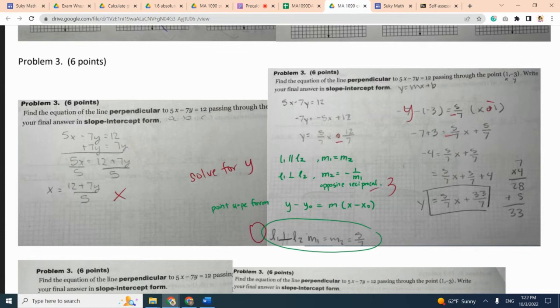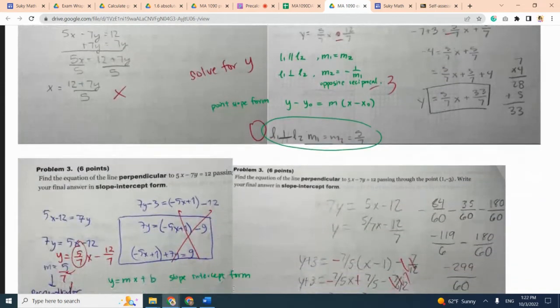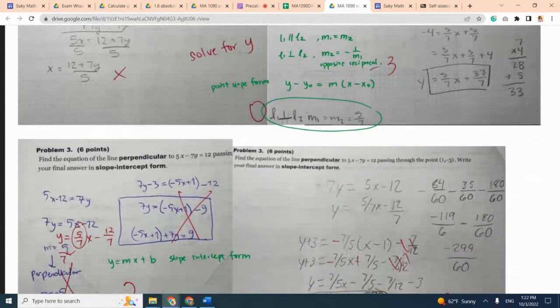What we need is we want to solve for y. Okay, so you solve for y, don't solve for x, solve for y. So you can get slope-intercept form, then you can figure out the slope. And if two lines are parallel, they have the same slope. If two lines are perpendicular, the slope is the opposite reciprocal. And then you write down the point-slope form. See, point-slope form, don't put this number here. So these are the common mistakes.